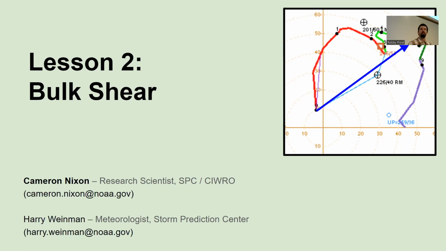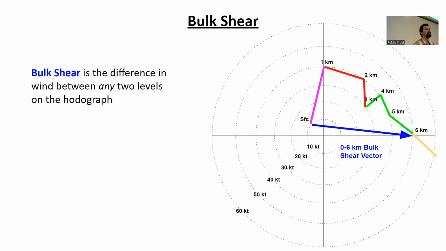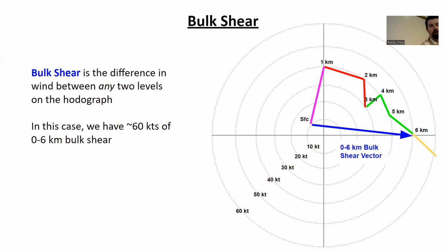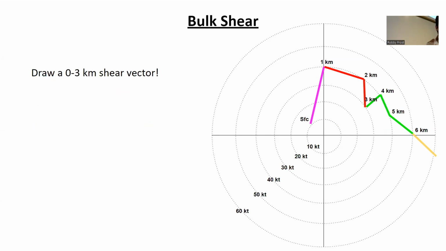This is going to be on bulk shear and how to find this on a hodograph. What we mean by bulk shear is a difference in wind between any two levels. If you can see this right here, we're drawing this from the surface to 6 kilometers. That's our 0 to 6 kilometer bulk shear. In this case, we can take our surface to 6 point, and you can count how many range rings we are in a row. We got about 6, so it's about 60 knots of bulk shear.